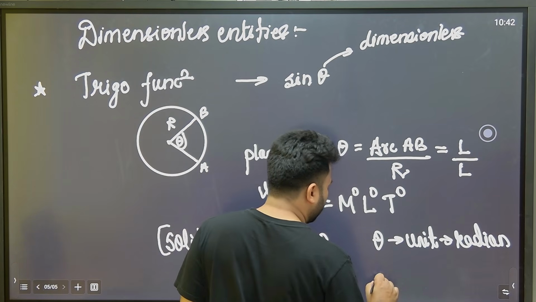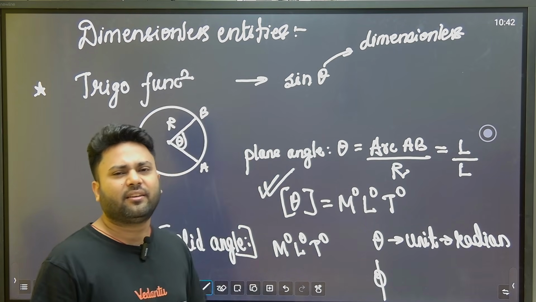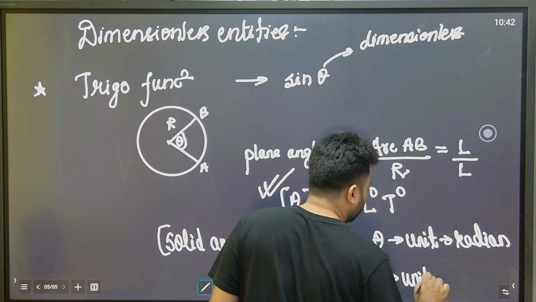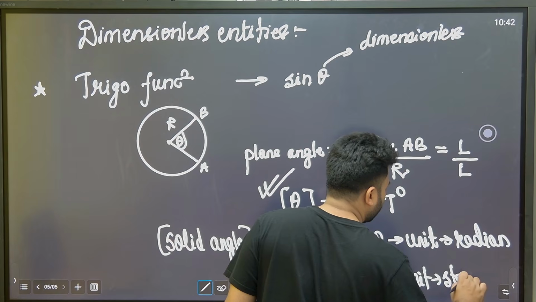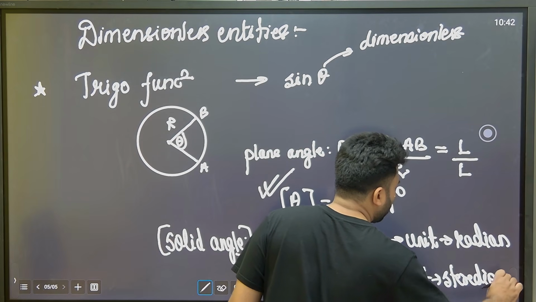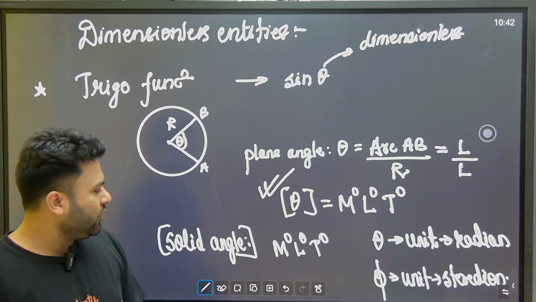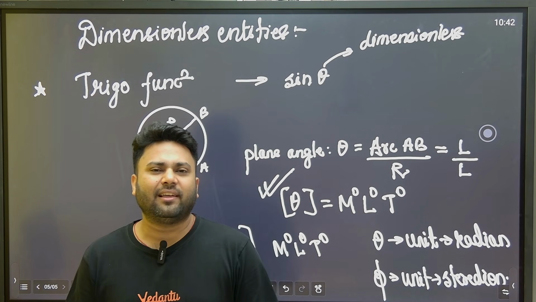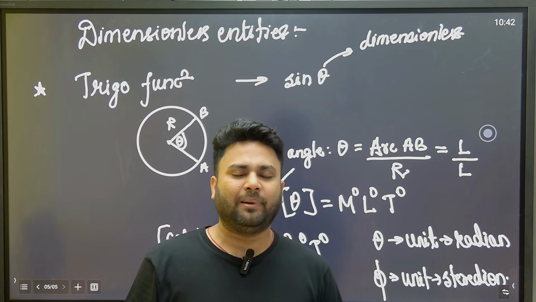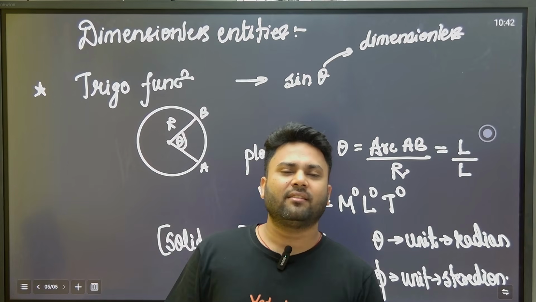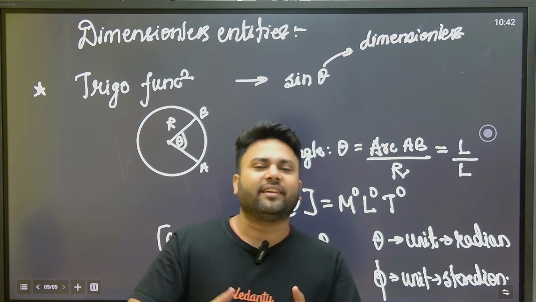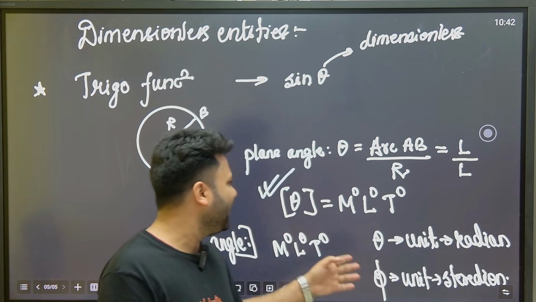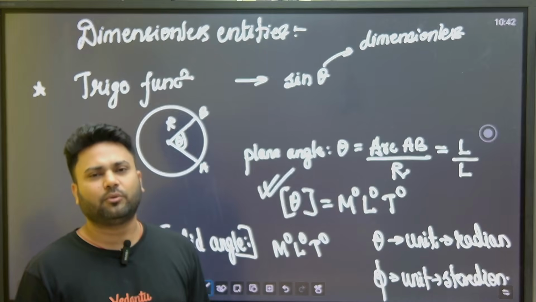Similarly, for solid angle, phi, its unit is steradian. So if someone asks whether solid angle or plane angle have units? Yes. The plane angle unit is called radian and the solid angle unit is called steradian. But do they have dimension? No, they are dimensionless. M0, L0, T0.